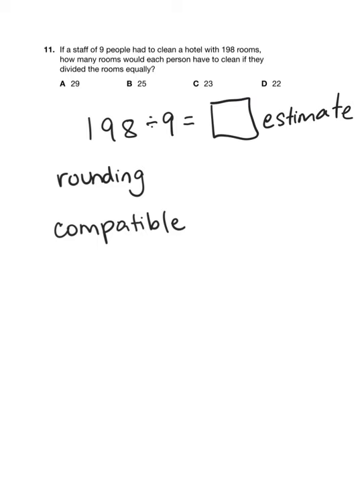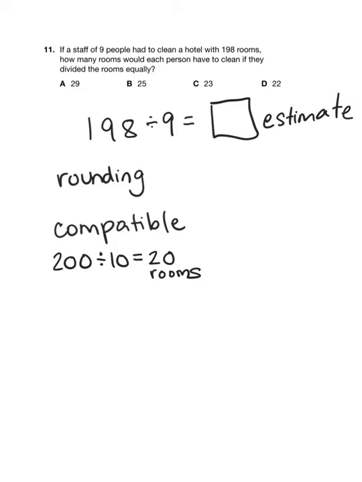So one thing you can do is take your 198 and round that to 200. Take your 9 people and round that to, say, 10 people, and then we can say, okay, each staff person will have about 20 rooms to clean. And that way, if our answer is way, way, way far away from 20, we know we've made a mistake somewhere.